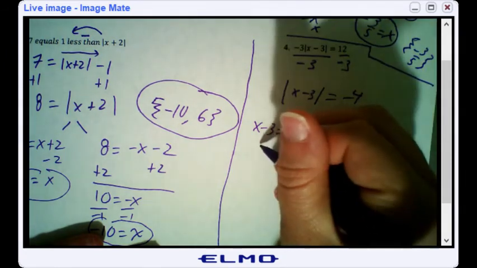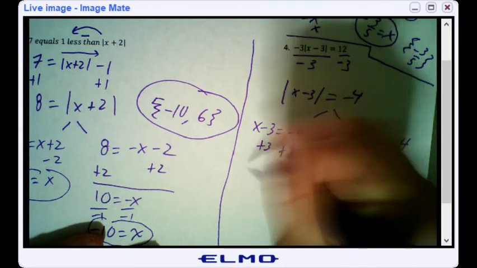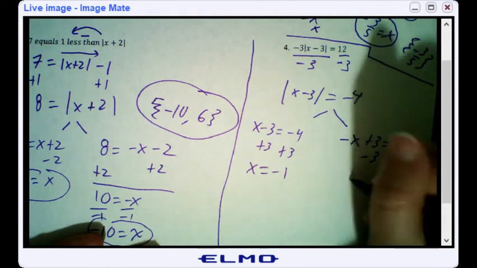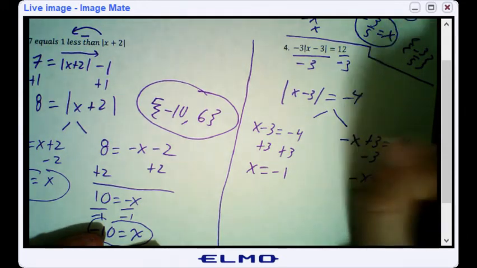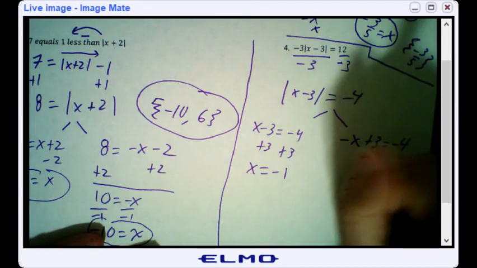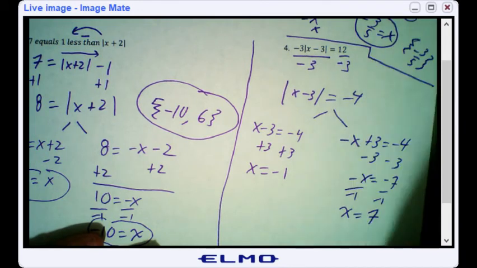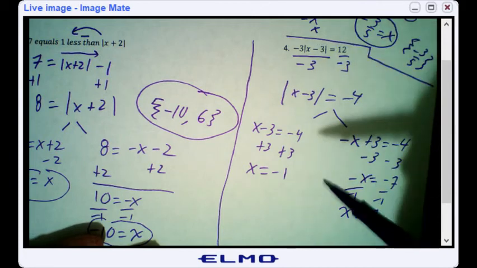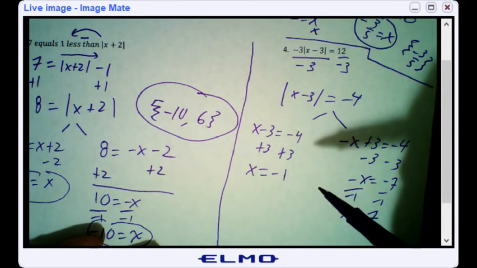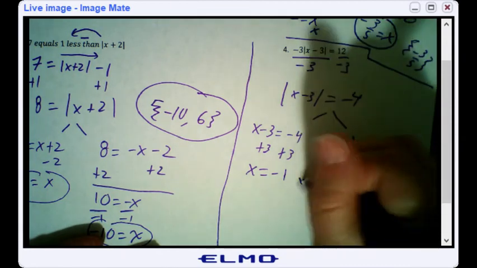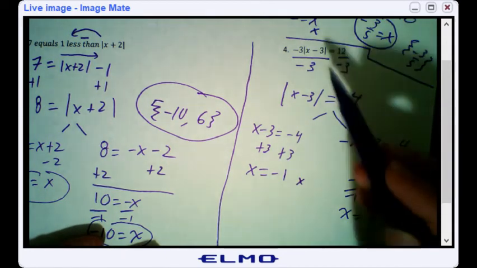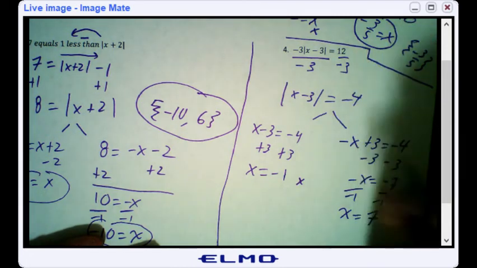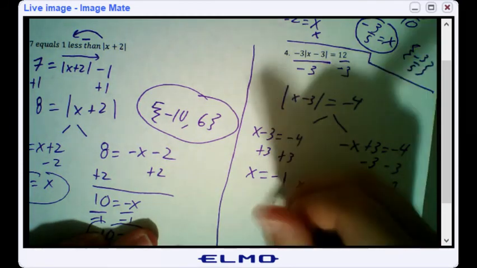I solve each one. So for the left side, I add 3. x equals negative 1. For the right side, I'm going to subtract 3. Negative x equals negative 7. And divide by negative 1. x equals 7. I plug it back in. So negative 1 minus 3 is negative 4. Absolute value of negative 4 is 4. Times negative 3 is negative 12. So that one does not work. 7 minus 3 is 4. Absolute value of 4 is 4. Times negative 3 is negative 12, not positive 12. So that does not work. So there is no solution.